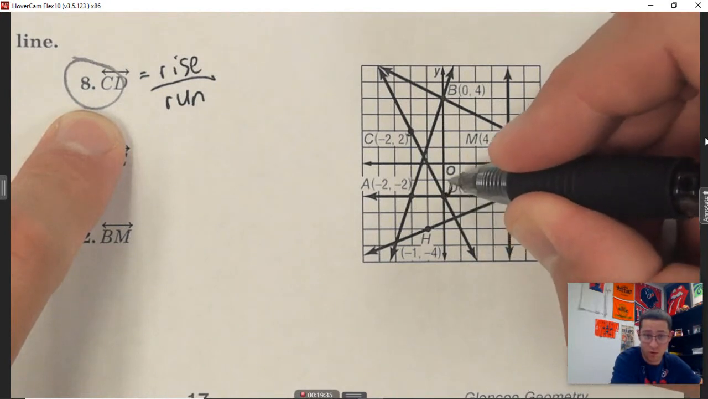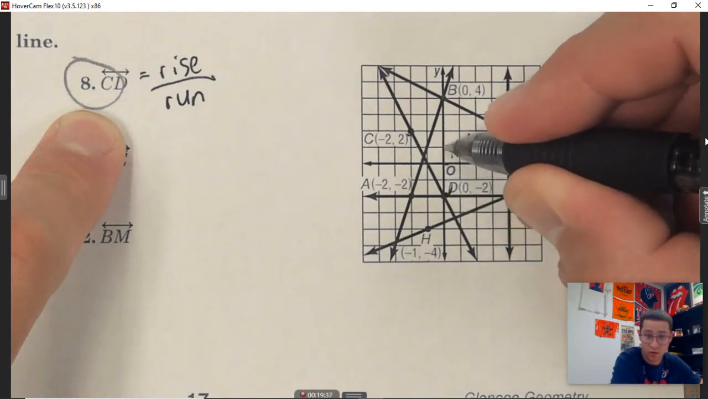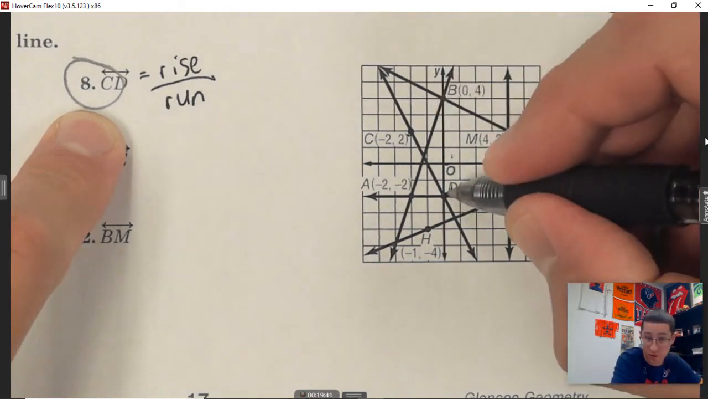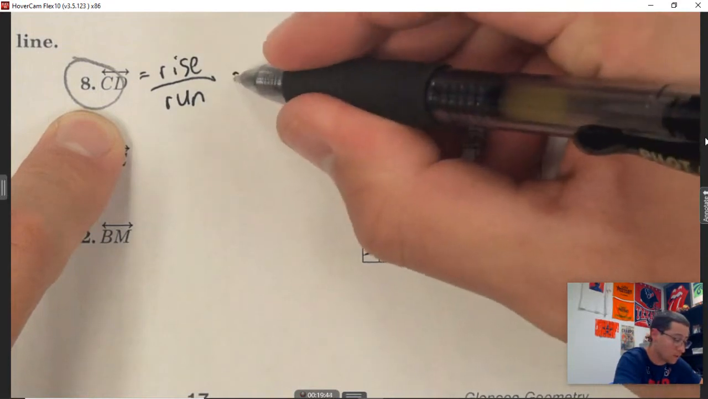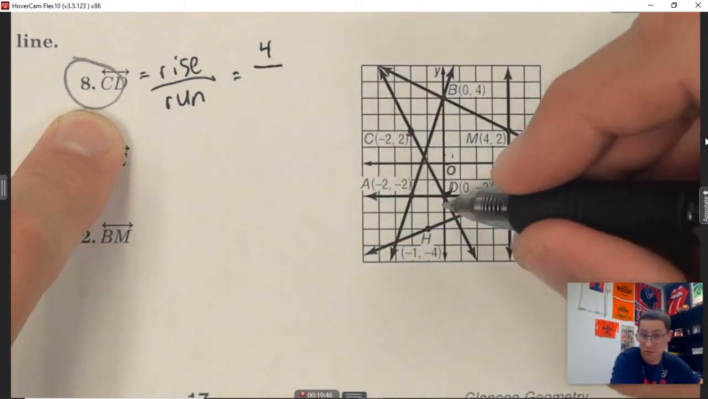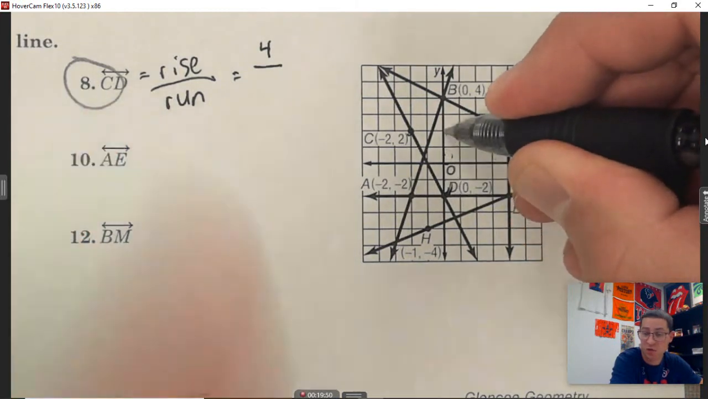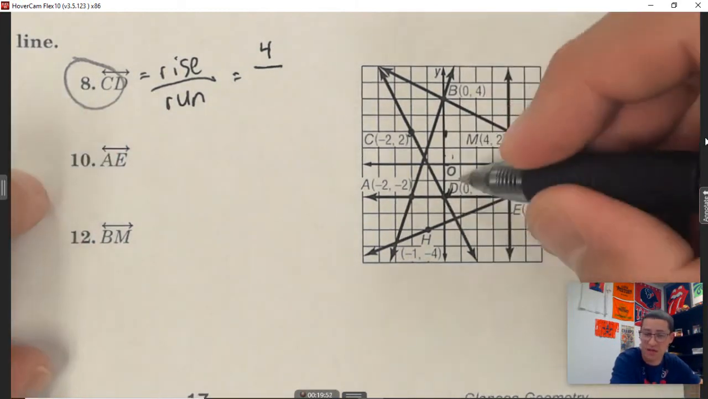Okay, so I'm going up 1, 2, 3, 4. Since I was starting from here and I went up 4, I'm going to make that a positive, because again, I'm going up. I was starting here and I went up, so going up is positive. If I were to go down, I'd have to make it negative.